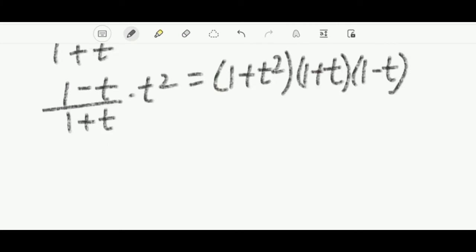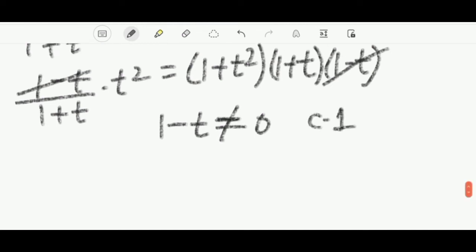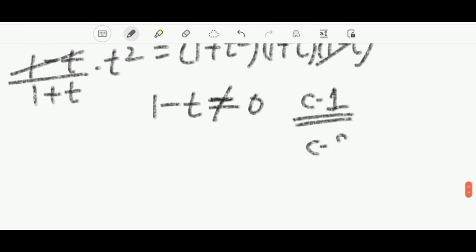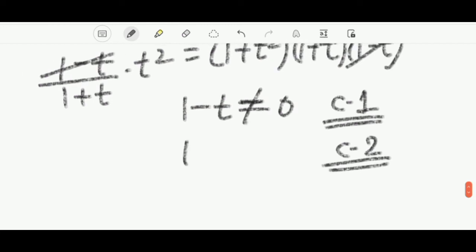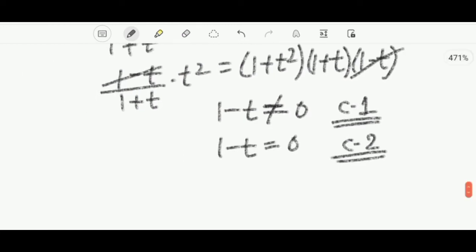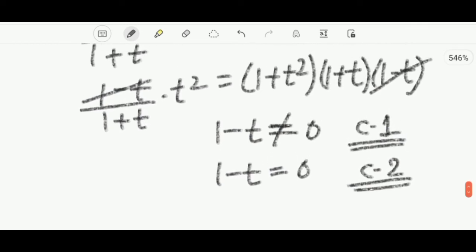So here come the two cases. When we are just cancelling it, then it implies that 1 minus t is not equal to 0. It's a non-zero term. So this is our case 1. And the second case is when we let it equal 0. So I'm going to consider my first case when these terms are non-zero.